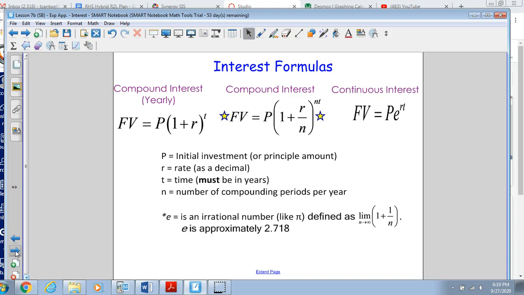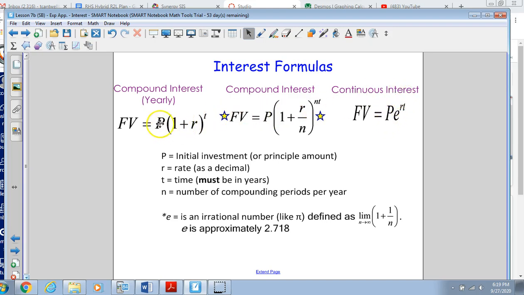When we ask you to solve something, we will give you these formulas, so you do not need to memorize them. The first is our compound interest yearly: FV, standing for our final value, equals P, our principal amount or investment, times 1 plus R, which is rate, to the T power. Our compound interest, FV, or final value, equals principal times 1 plus R over N to the NT. And our continuous interest, PERT: final value equals P times E to the RT.